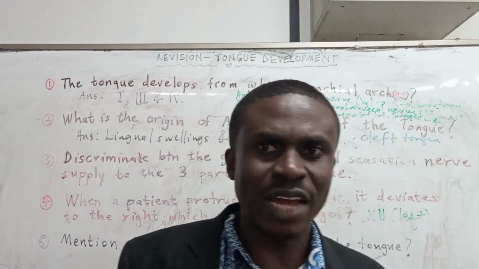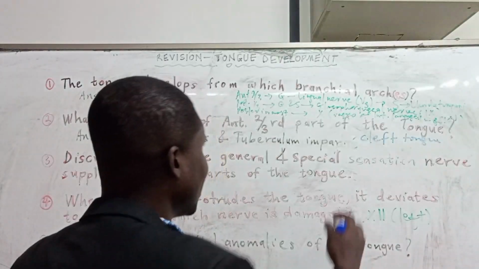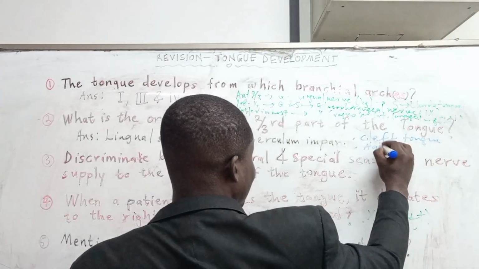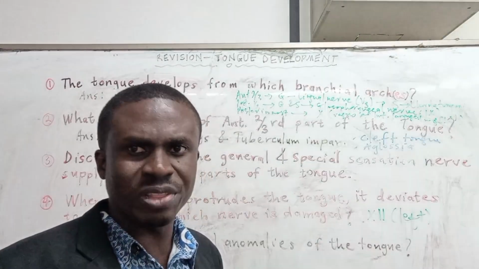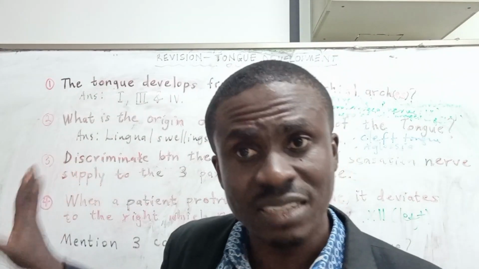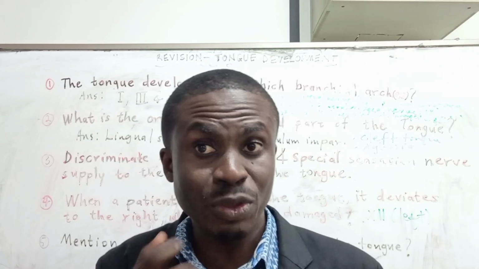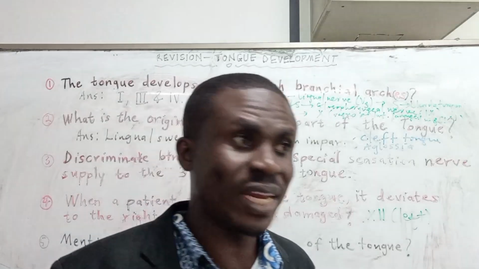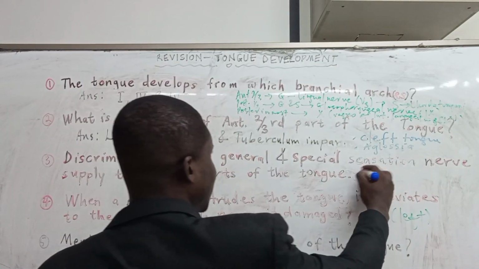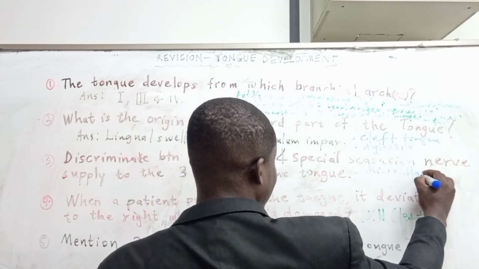Now sometimes too, the tongue may fail to form at all. Some people call it aglossia. It means that there's a problem with the pharyngeal arches. Not only that, the tongue can be small, and that will be hypoglossia or microglossia. It can also be large, macroglossia.